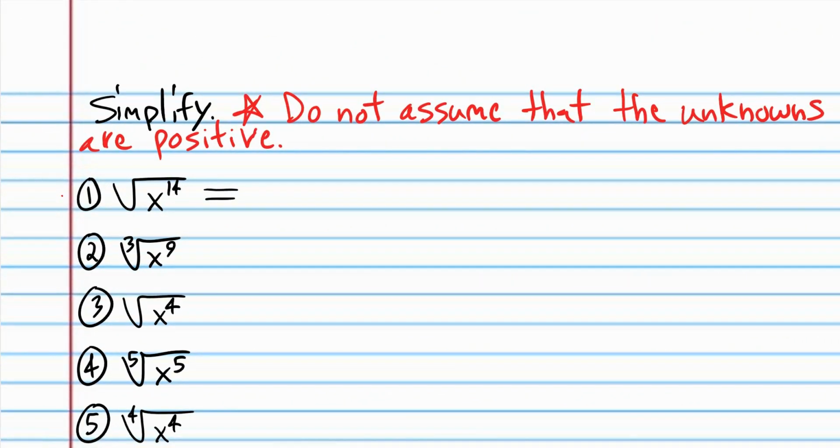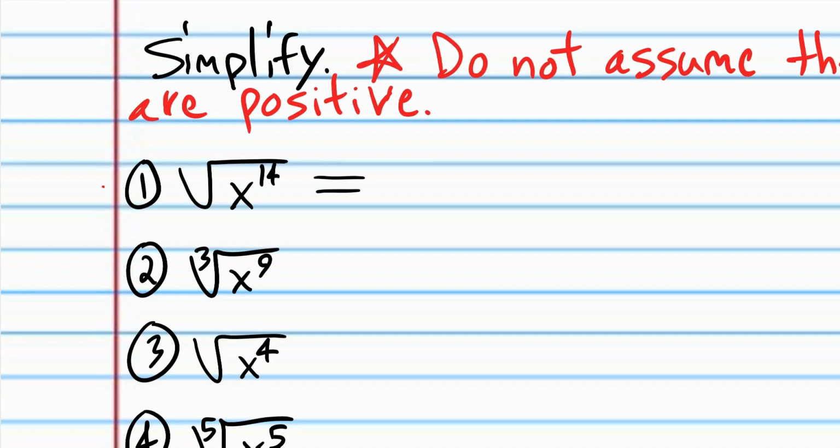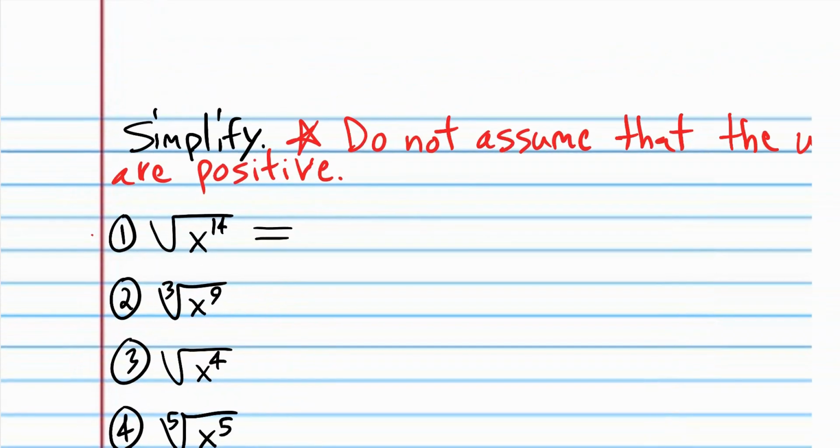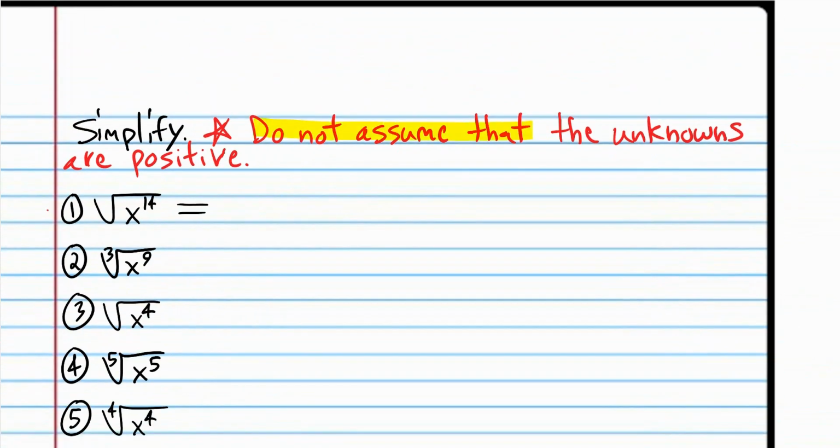So let's do this example. Again, if you don't understand this, that's okay. You're going to understand as we go along here. And notice it says, do not assume that the unknowns are positive. So in the previous classes, we assumed that the variables were positive. We're not doing that here.